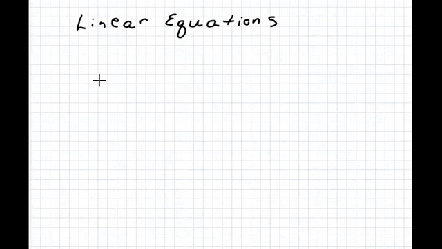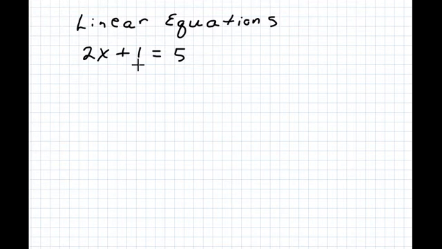We're going to work some examples of how to find the solutions to linear equations. So let's just get started here. Let's say, for example, we have 2x plus 1 is equal to 5, and we want to find all the solutions that make this a true statement.